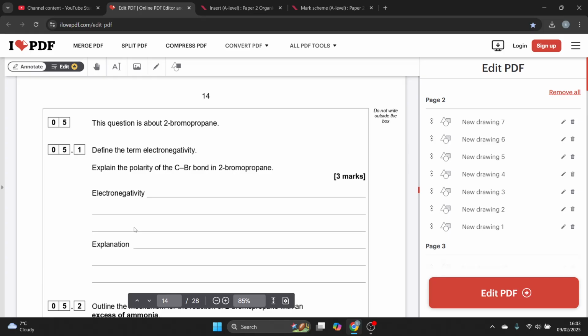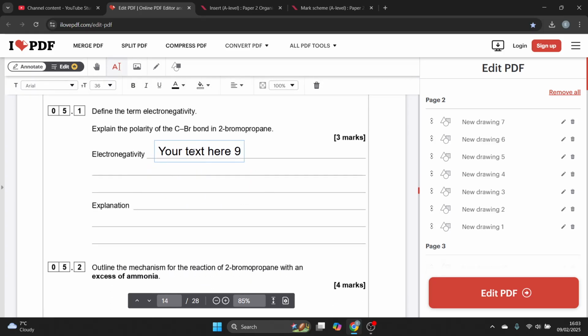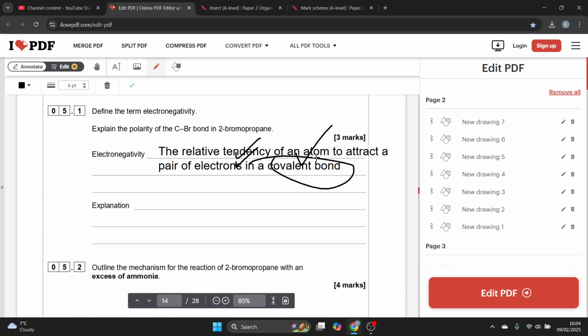Okay. Next question. Define the term electronegativity. The relative tendency of an atom to attract a pair of electrons in a covalent bond. You have to say that as well. So, relative tendency of an atom to attract a pair of electrons in a covalent bond, for 1 mark.